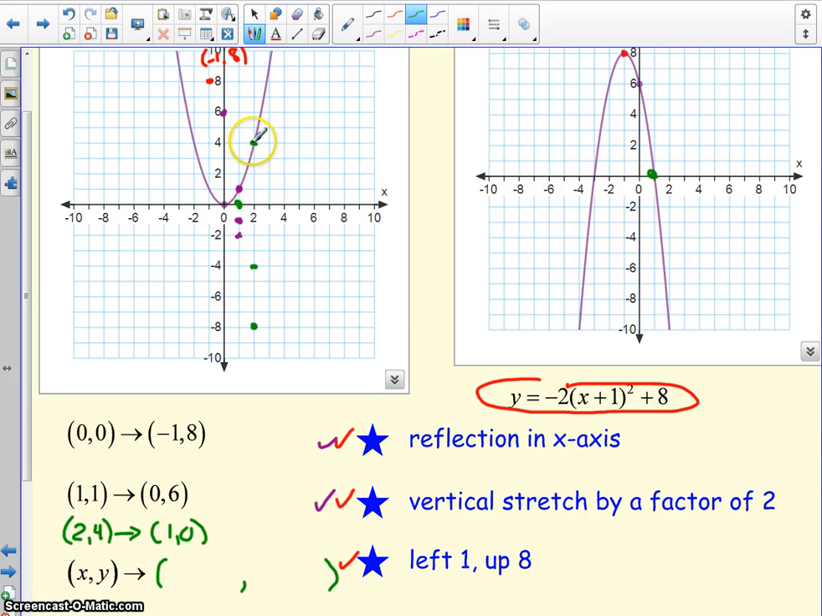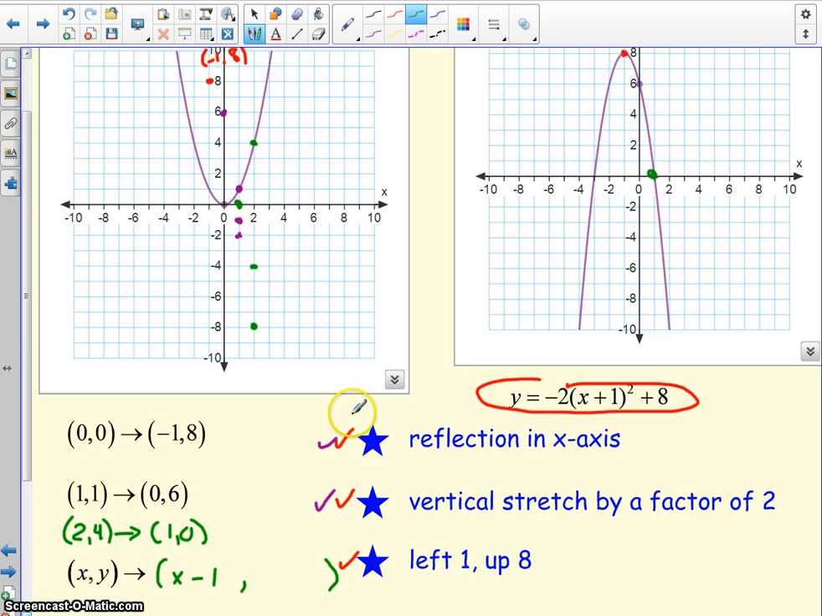Well, again, going through this last point that you guys just did, the reflection didn't change the x-coordinate, didn't move it left to right. The vertical stretch didn't move it left to right, only when we moved it left 1. When we moved it left 1, we saw that our x values went down by 1, so any x value we had was subtracted by 1. You can see that here with our x values. When we started with an x value of 0, it wound up at negative 1. We started at 1, wound up at 0, started at 2, wound up at 1.